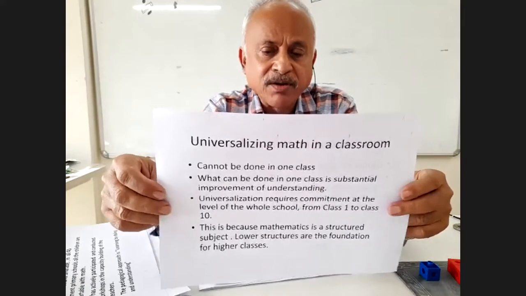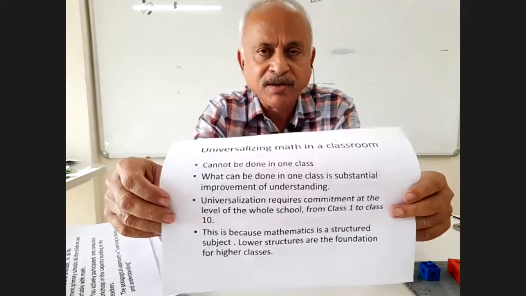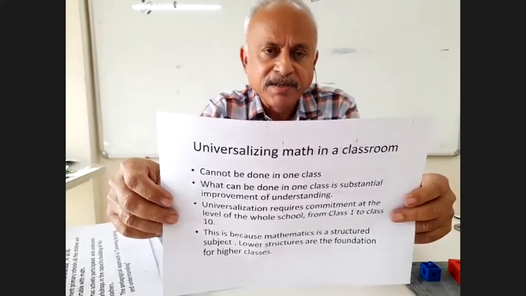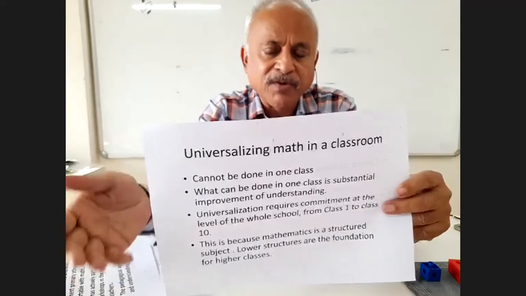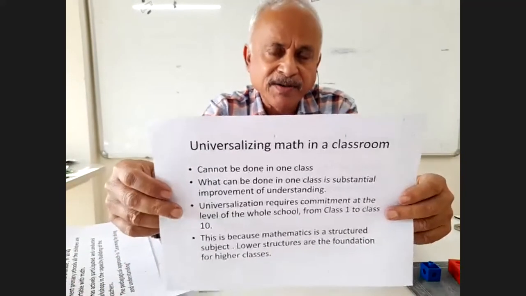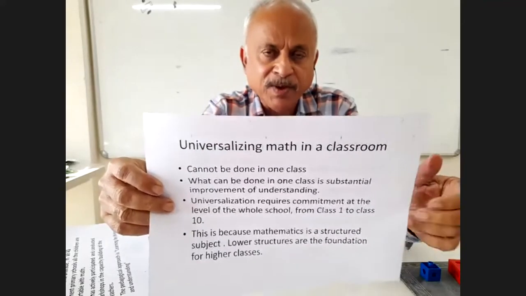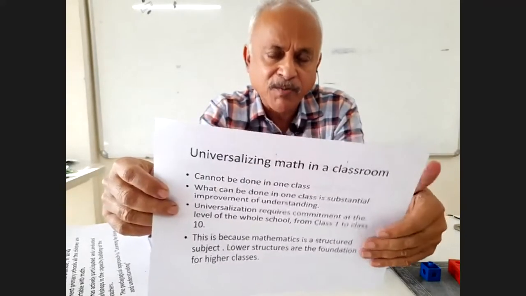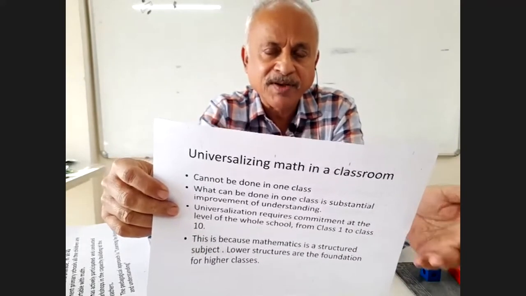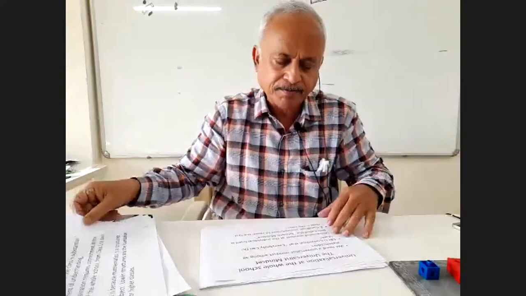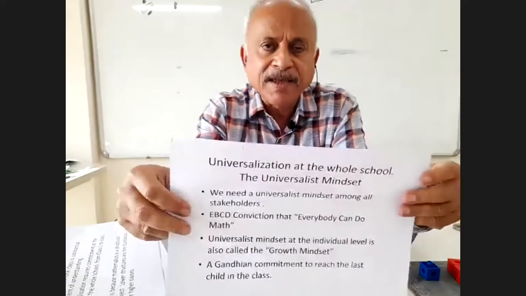But universalization requires commitment at the level of the school from class 1 to class 10. This is because mathematics is a structured subject and the lower structures are the foundations for the higher classes. So if you want to universalize math in a classroom, we have to have a commitment from all classes. Children coming from lower classes should be prepared for the class in which they have entered.